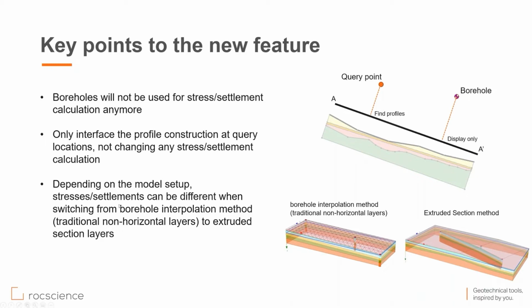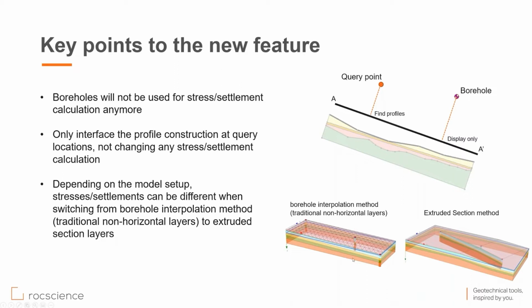But I'd like to say, if you switch from borehole interpolation method to extruded section method, it is still possible to see some result changes in stresses or settlements. The reason here is because of the changes in local soil profiles. When all the profiles at query locations are directly obtained from the section without any coordinated interpolation, depending on the borehole setup, the changes in layer thickness, ground surface, and even some borehole elevation, the bottom elevation can give you a different result.